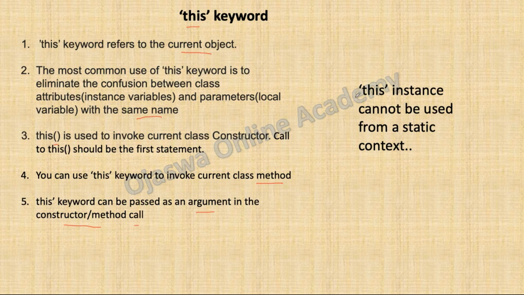One very important point to remember, this instance cannot be used from a static context. For example, if you are defining a method as static, you cannot use this keyword inside static method. Now let us see this first point. This keyword refers to the current object by writing a program.